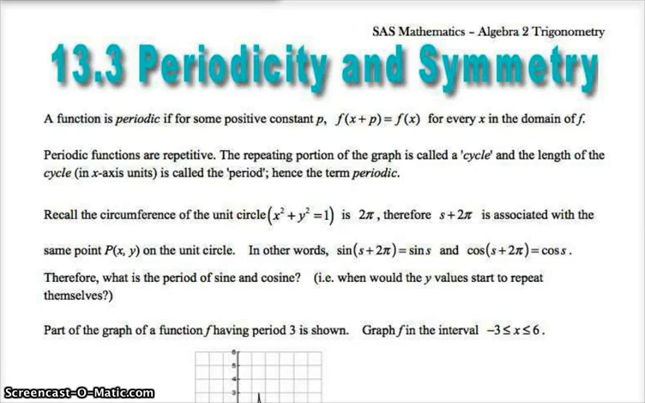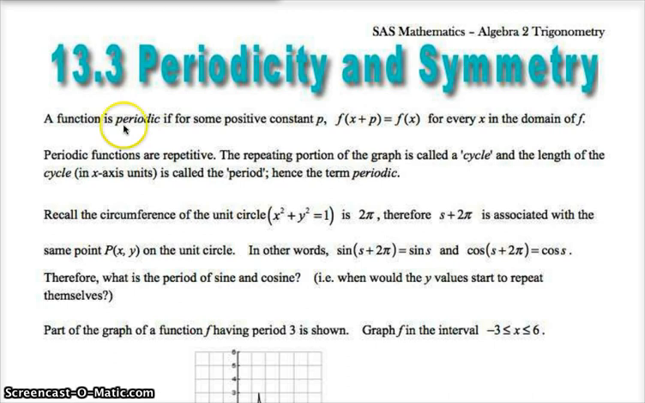Okay, moving right along in chapter 13. Again, we're moving toward graphing the sine curve and cosine curve, and before we do that, we're establishing the fact that both of them are periodic. So this section is about periodicity and symmetry.